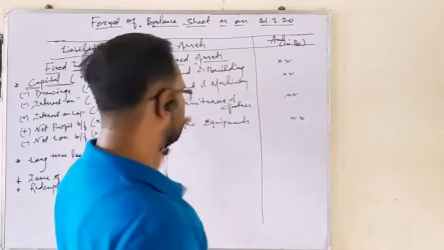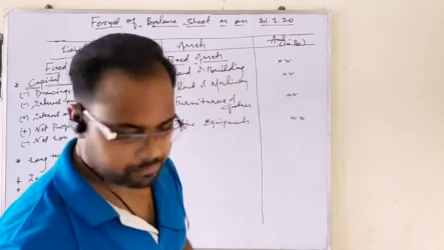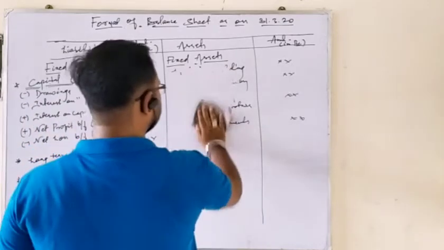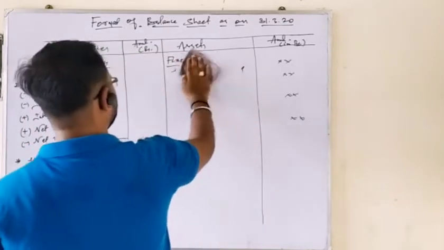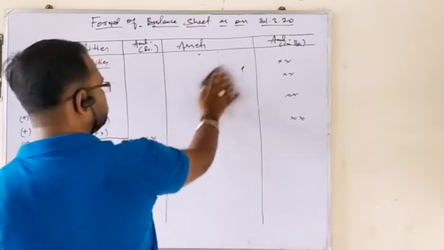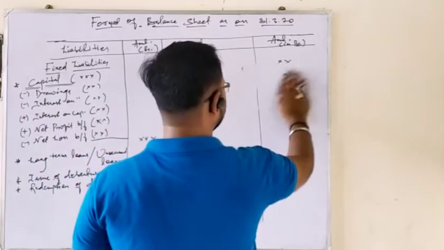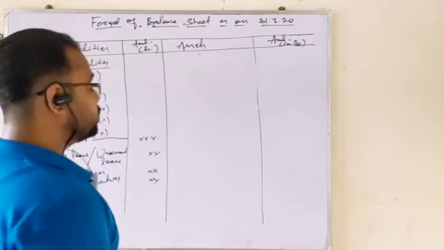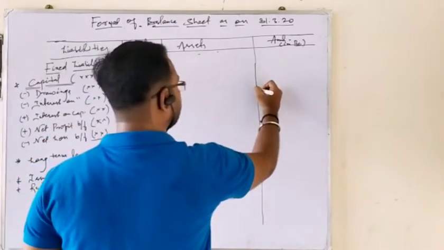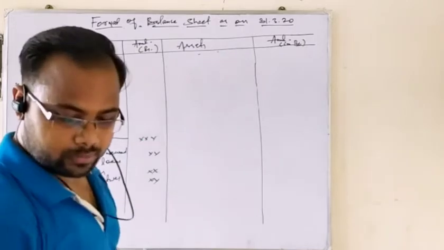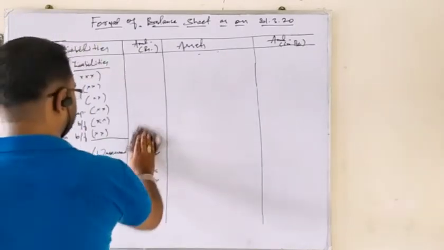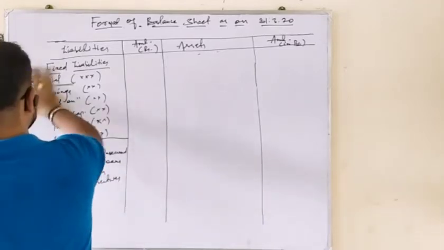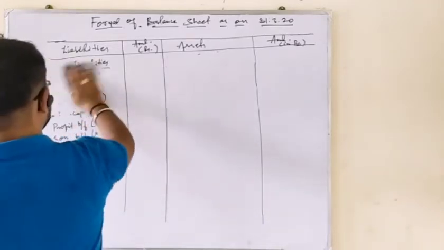So I shall rub it to make it clear because of the space. If you have any doubt regarding the assets and liabilities, you can ask me without any hesitation. Because of the space, it may be possible that what I write may not be visible, so don't hesitate and ask me if you have any doubt. So we have discussed the fixed liabilities and the fixed assets. We shall discuss the next liabilities and assets.